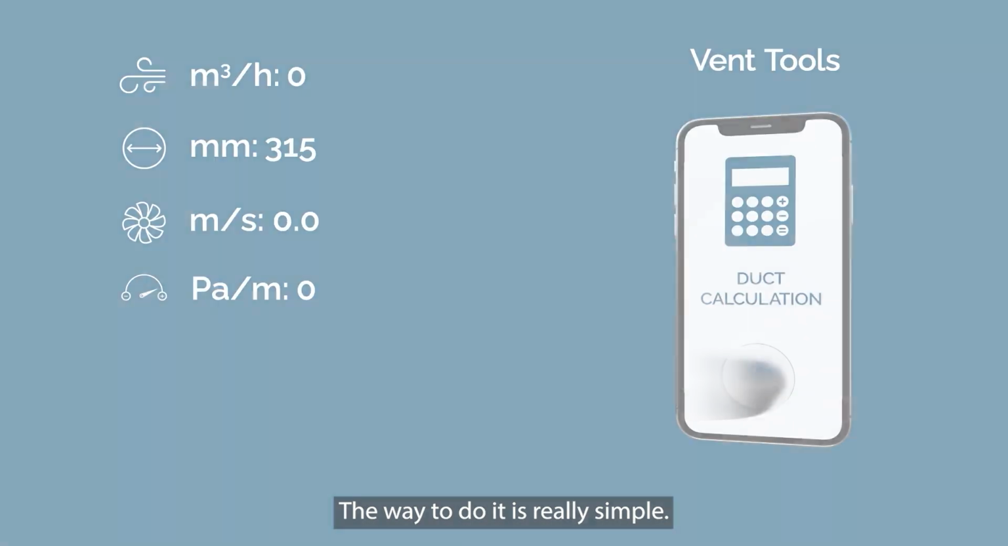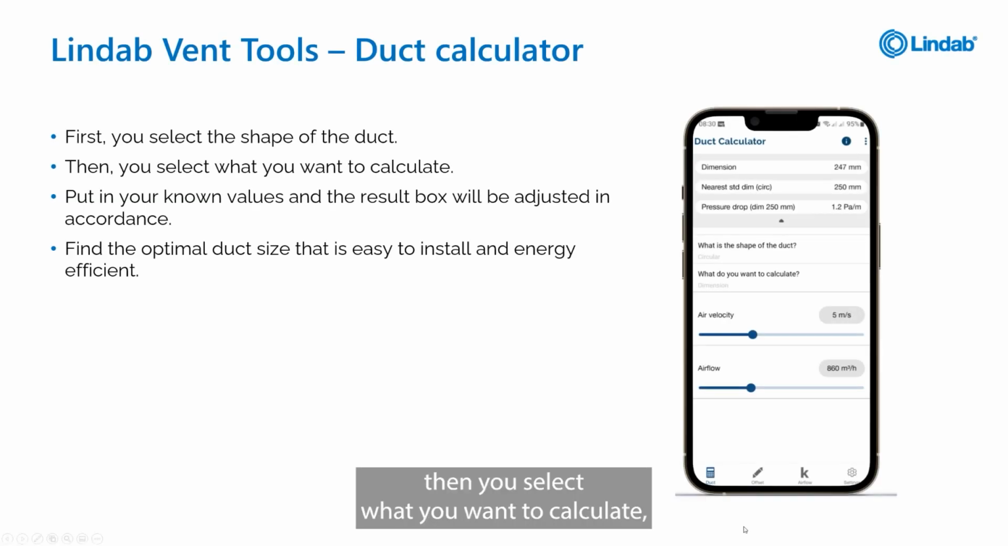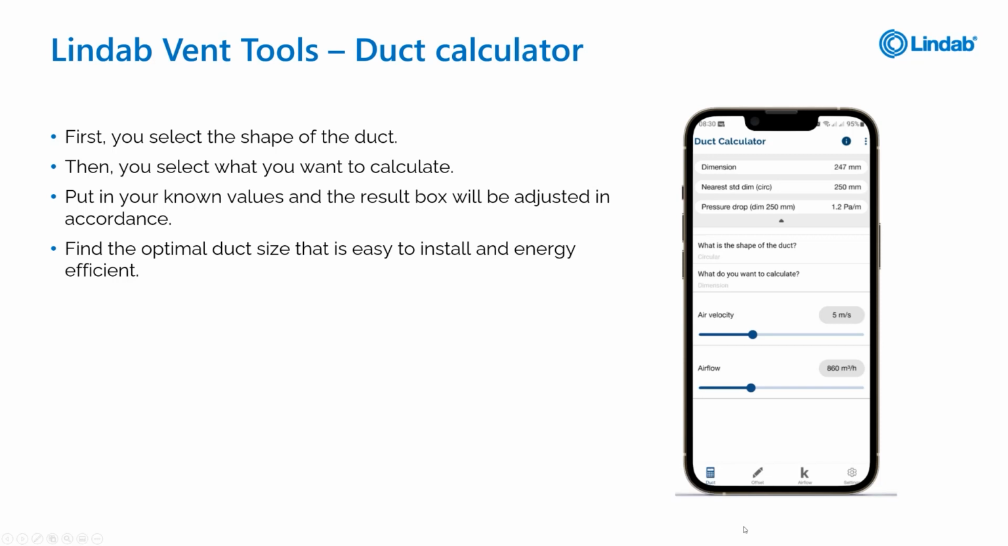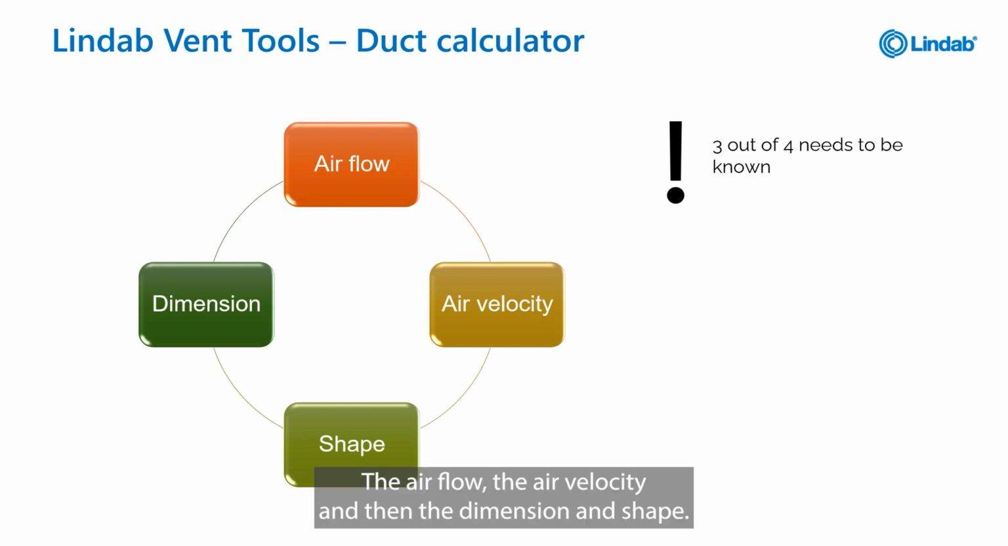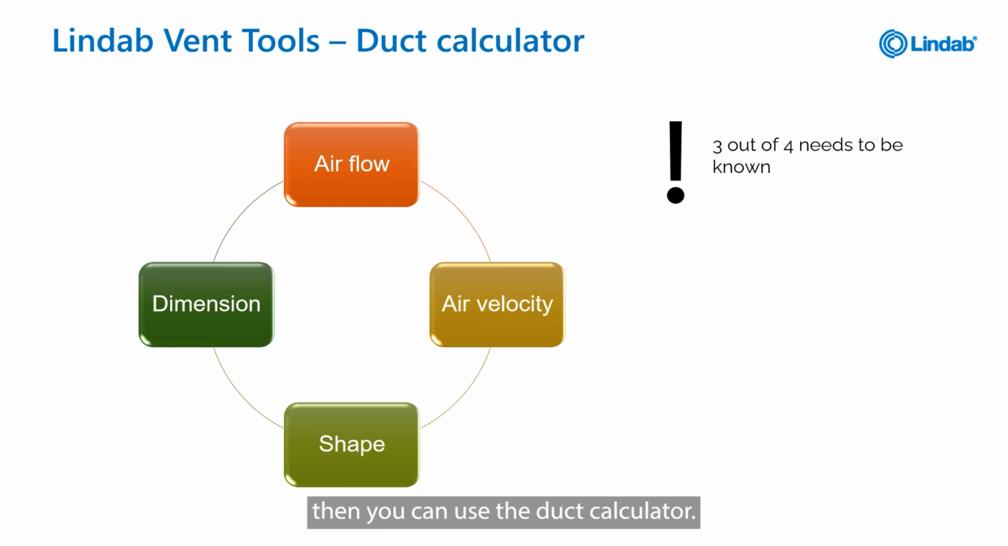The way to do it is really simple. First, you select the shape of the duct, then you select what you want to calculate, and finally, you see the result in the top right corner. Finding a duct is really simple. You need 3 out of 4 pieces of information: the airflow, the air velocity, and the dimension and shape. If you know 3 of these, then you can use the duct calculator.